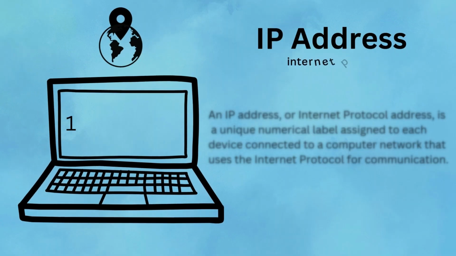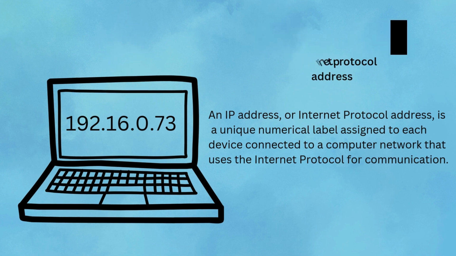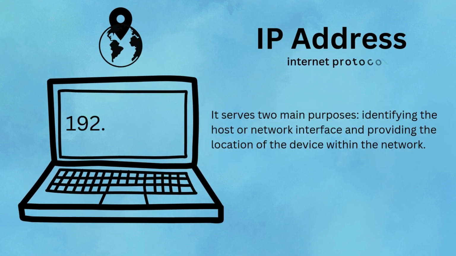An IP address, or Internet Protocol address, is a unique numerical label assigned to each device connected to a computer network that uses the Internet Protocol for communication. It serves two main purposes: identifying the host or network interface and providing the location of the device within the network.